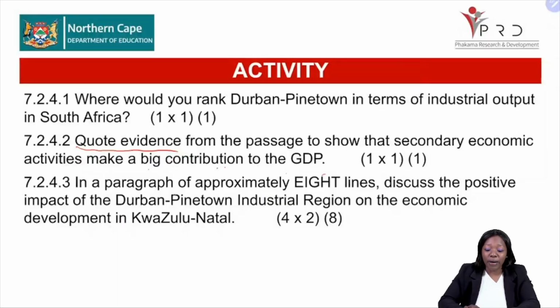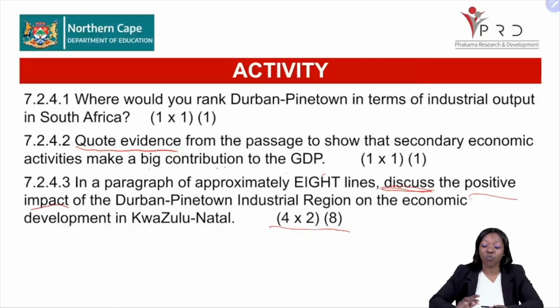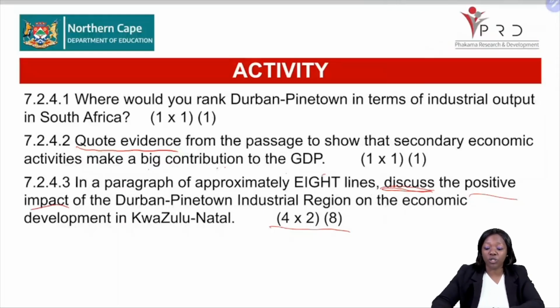Then number 3, in a paragraph of approximately 8 lines, discuss the positive impact of the Durban Pinetown industrial region on the economic development in KwaZulu-Natal, 4 times 2. Remember, discuss, you need to give a full answer. You give a fact, then you support it. How is it becoming a positive impact in the development of KwaZulu-Natal? So again, I'm going to give you 6 minutes to work on these questions, and then after 6 minutes, we will proceed to the corrections.